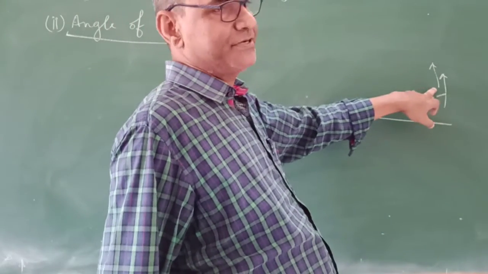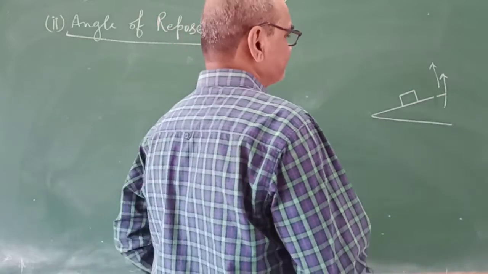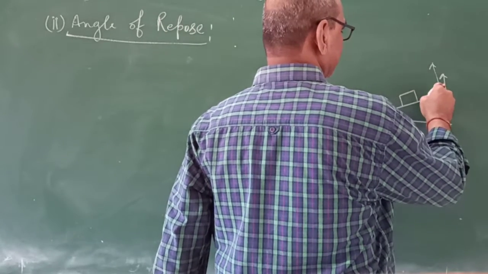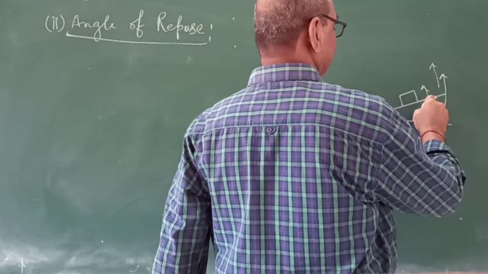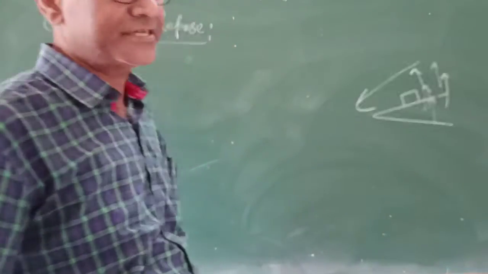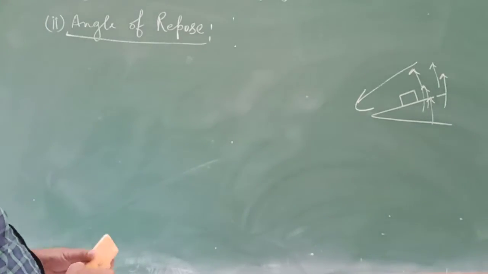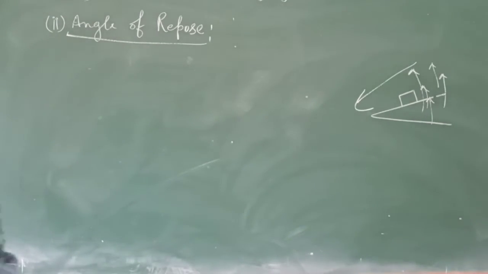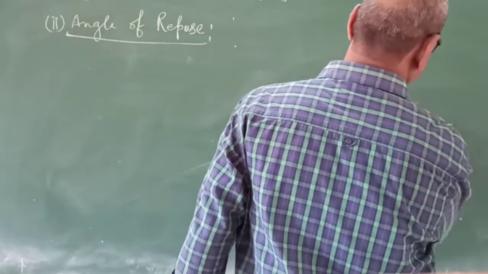We increase the angle of inclination so that the block starts to slide down. So that angle is the angle of repose. First of all, I write the definition.